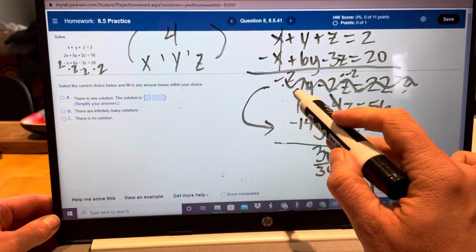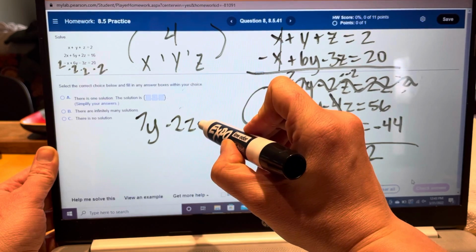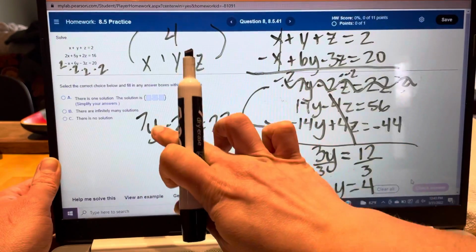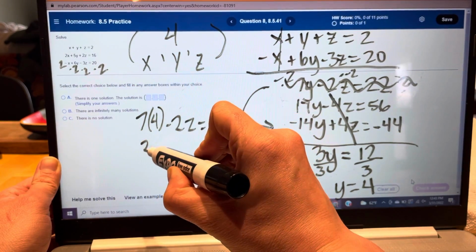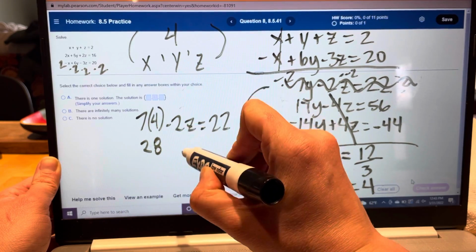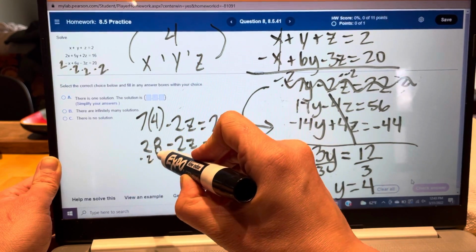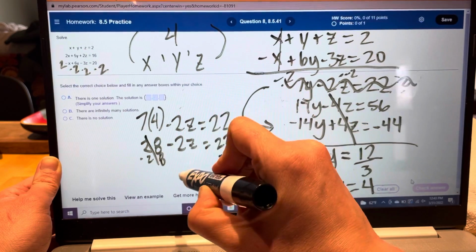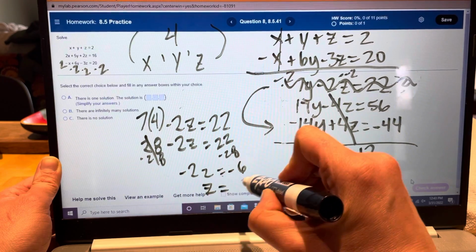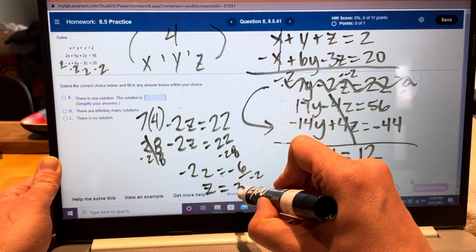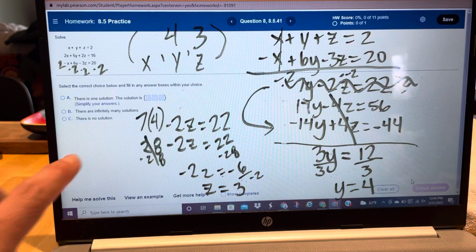All right, so now we can plug that 4 back into any of these equations up here to find the z. Too bad I crossed this one out. What was it? 7y minus 2z equals 22. Yeah, so now I'm going to plug in the 4 here. 7 times 4, 28, minus 2z equals 22. So you subtract 28. So negative 2z equals negative 6. Divide by negative 2, and we get positive 3. So the z coordinate, I should say, is 3.